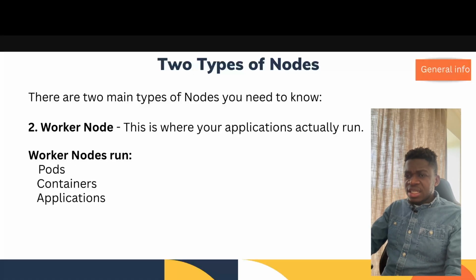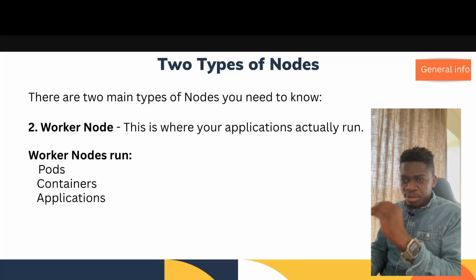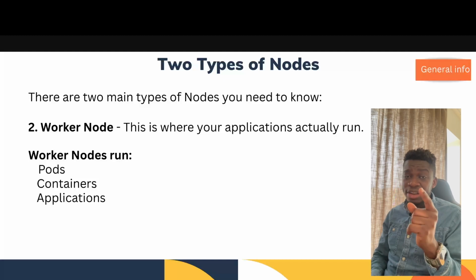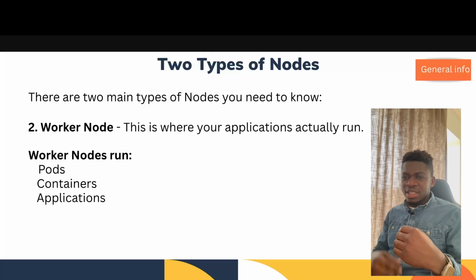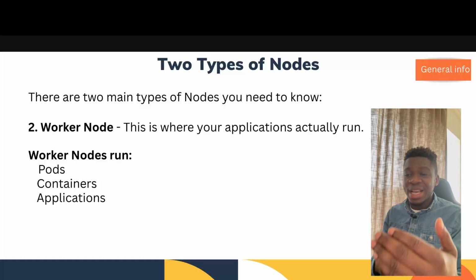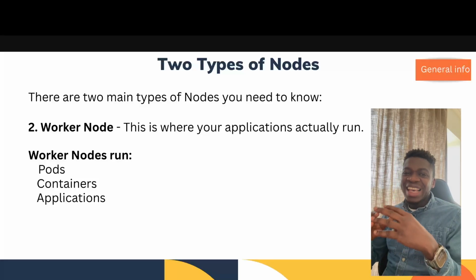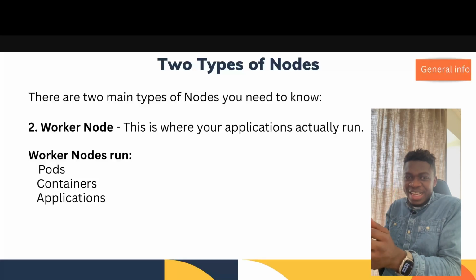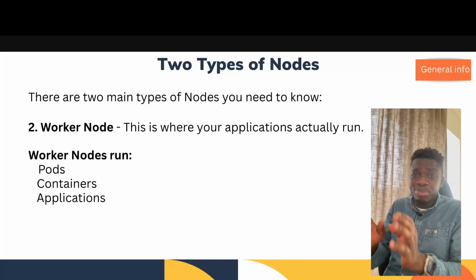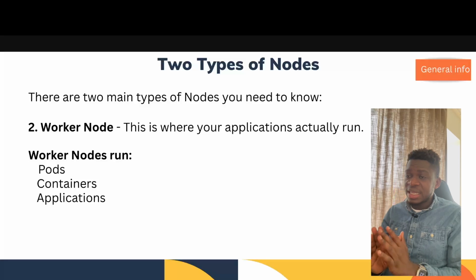Okay, so the next thing is also to talk about the types of node. The first one is the control plane, remember. Now the second one again, listen here. The second one is the worker node. When you hear worker node, it's just a computer that is deploying applications. A computer that you are deploying applications on becomes a worker node. Simple as that.